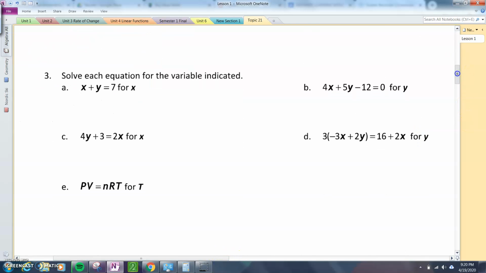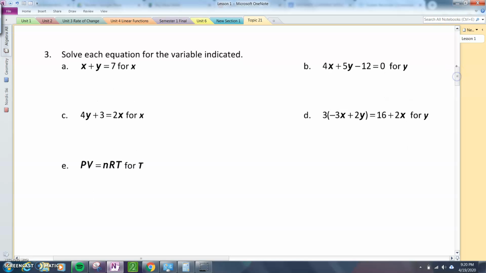Next here, solve each equation for the variable indicated. When it means to solve, it means you need to get this variable by itself on one side of the equation. So right now I have 8x plus y equals 7. On the left side, how do I get x by itself? Right now y is being added to x. I need to undo that. So I'm going to subtract y.